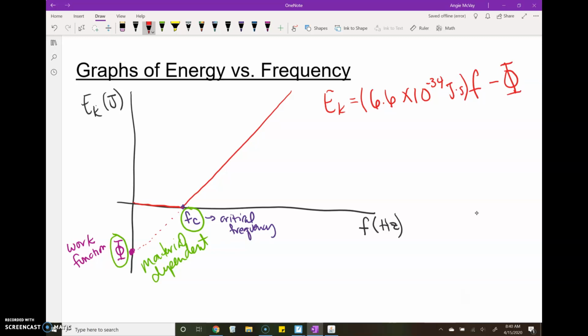What you would have noticed, if we were able to all compare our graphs, which is what we would have typically done in the classroom, is that some of you would have graphed sodium, some of you potassium, and you would have found that everyone had the same shape graph. It would have been proportional with a negative y-intercept. The slope would have been the same for all of your graphs, but the work function would be different, right? That y-intercept would be different.